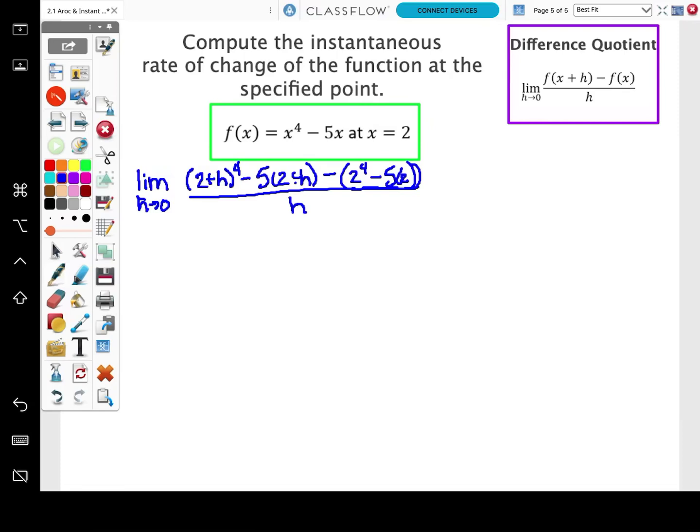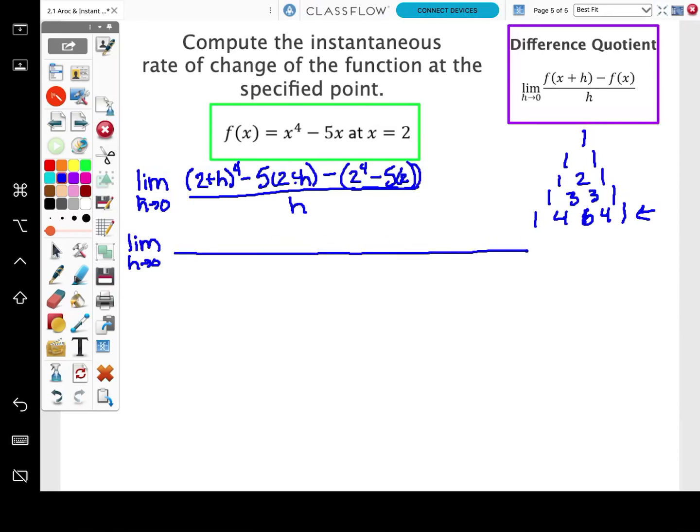If you remember Pascal's triangle, 2 plus h to the 4th power isn't too bad. So if you don't remember it, we'll draw just a little piece of it over here. And this is the row we would need, our coefficients of 1, 4, 6, 4, 1, to expand out that 2 plus h to the 4th power, the binomial theorem. So limit as h approaches 0. I'm going to take up a little room here.